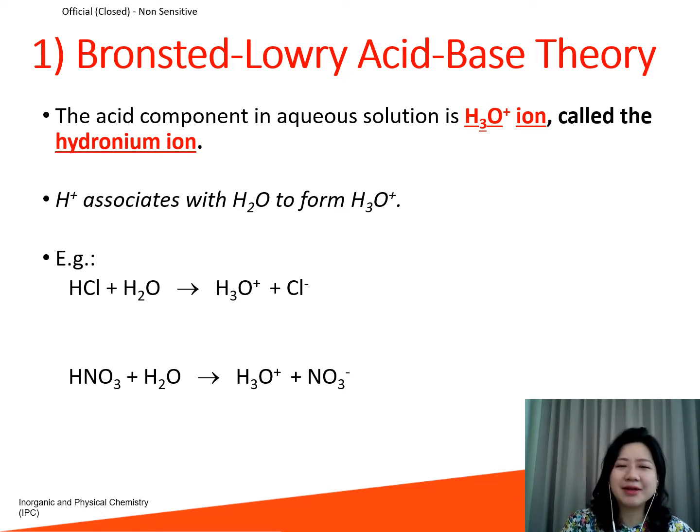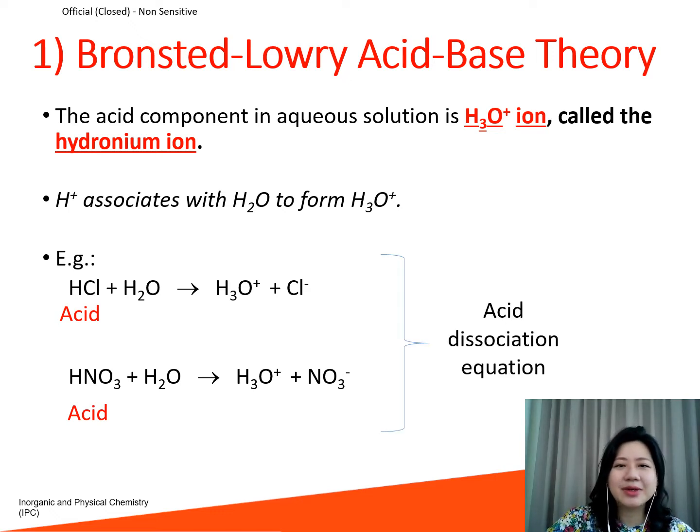Let's look at two chemical reactions. HCl dissociates in water to form H3O+ and Cl-. In this reaction, HCl is an acid because it donates a proton or hydrogen ion to water. HNO3 also dissociates in water to form H3O+ and NO3-. Similarly, HNO3 is an acid because it donates a proton or H+ ion to water. These chemical equations are called acid dissociation equations.